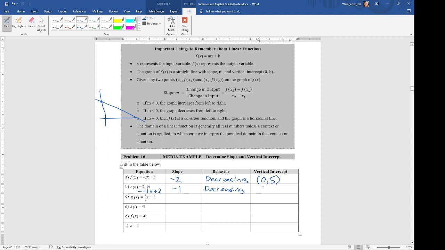And what happens if we plug 0 in for n? What are we left over? That 2. Looking at letter C, g of x, what is attached to our input? A fraction, the fraction 3/4. Because the fraction is positive, the behavior of the graph is increasing. And what is the number that is not attached to a variable? 2. So therefore, our vertical intercept is going to be 0, 2 again.